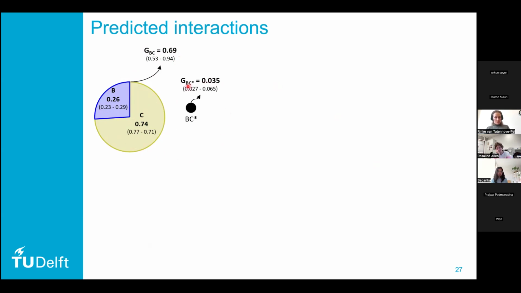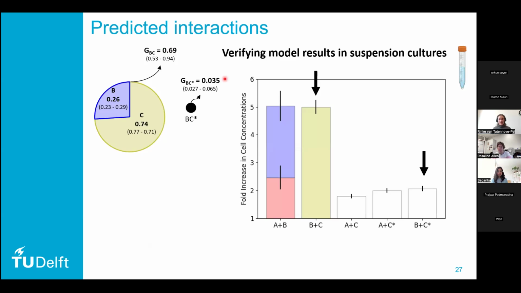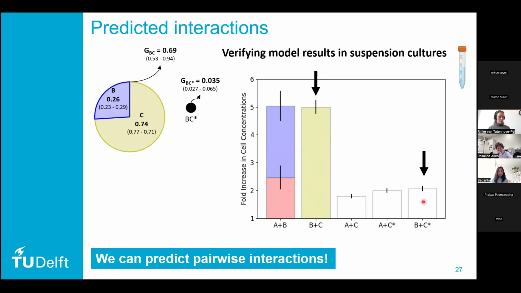And the model also predicted that when we have B and C star together, so that is the second consortium, then there is no growth. And when we checked that again with suspension cultures, we saw that indeed B and C, as I already showed before, we only have C's that are growing, and B and C star, we indeed see that there is no growth. So again, we see that we can predict pairwise interactions in this way, which I think is quite cool.